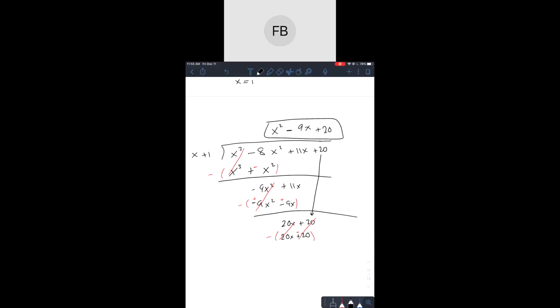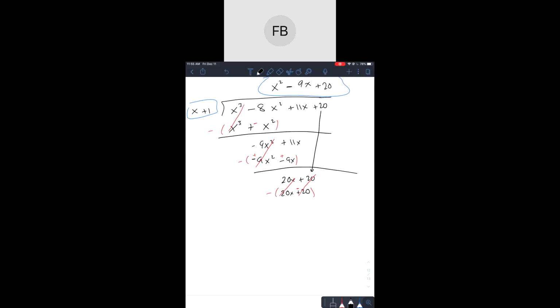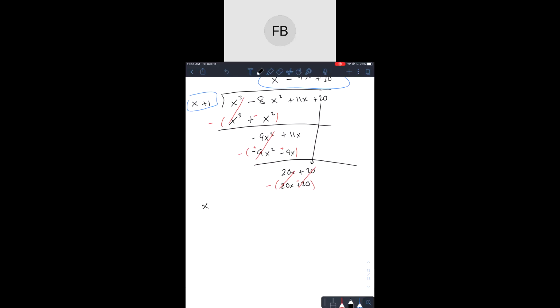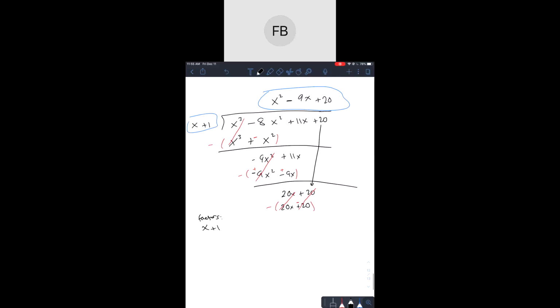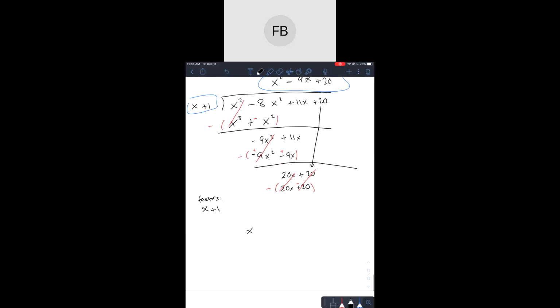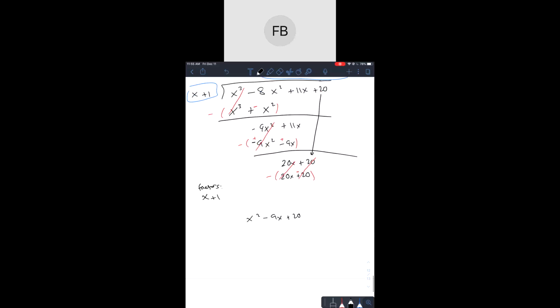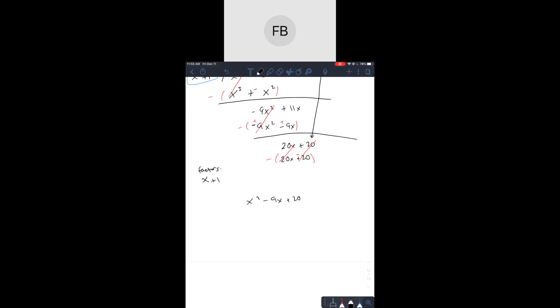So now we have two factors. We have this one and we have this one. I'll circle them in blue. This right here, what was on top, and also what was on the side. Now, once we're here, we're actually not done yet because we know x plus 1 is a factor. But the other one is not factored enough yet. It's x squared minus 9x plus 20. So we need to factor it beyond that. But that part is easy because at this point, it's just a quadratic.